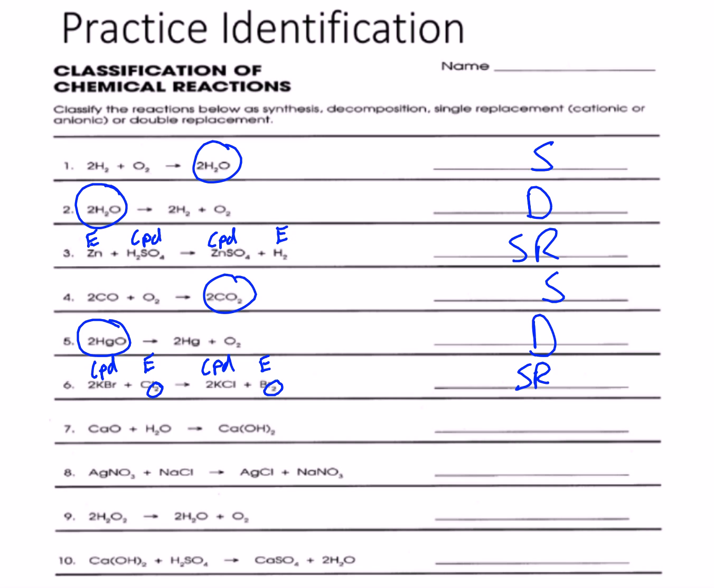Number 7, what do we have? Synthesis, one product. Number 8, that's a double replacement because you've got 2 compounds on each side. Number 9, decomposition. Again, easiest one in my book to identify because it only has one reactant. And number 10, it's a double replacement. You've got 2 compounds on both sides of the arrow.